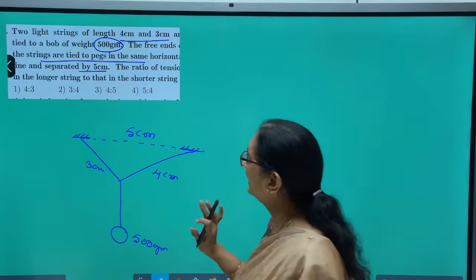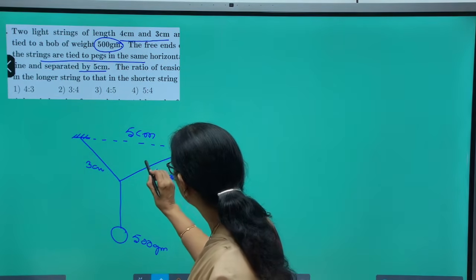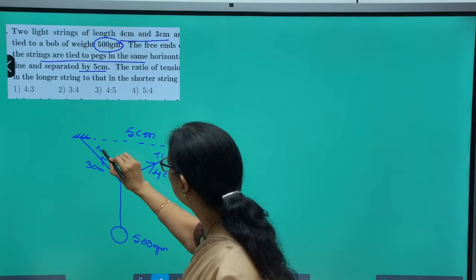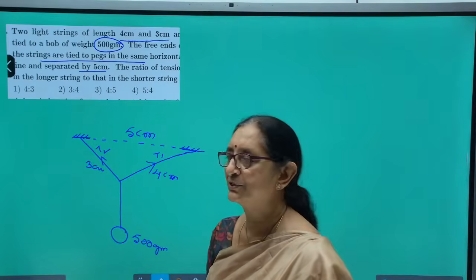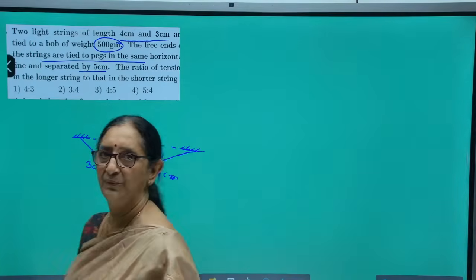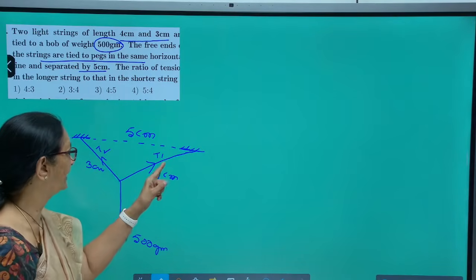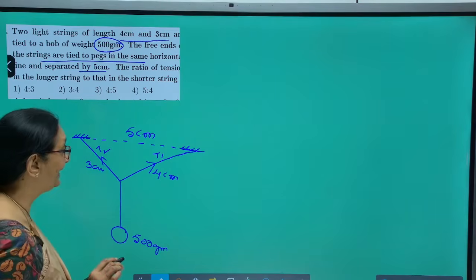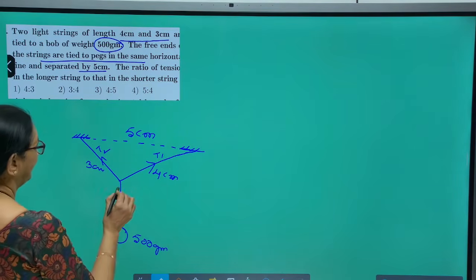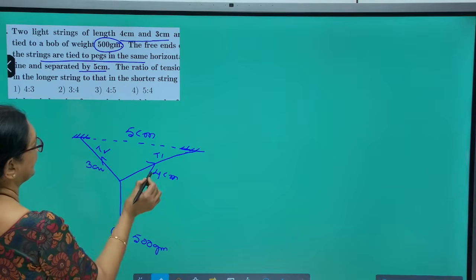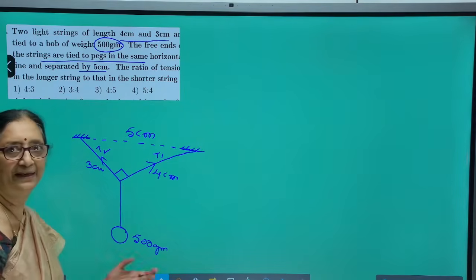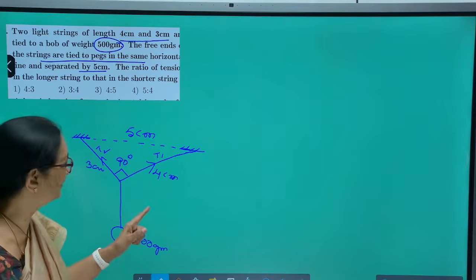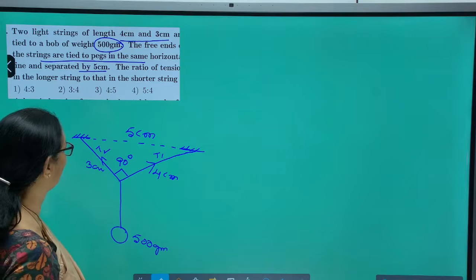Okay, so for the ratio of tension in the longer string, let us take this tension as T1, and the shorter string tension, let us take it as T2. You are supposed to find T1 by T2, the ratio of tensions in the longer string to the shorter string. Now, if we want to apply Lami's theorem, see here, if this is 3, this is 4, it is a Pythagorean triplet, that is a right angle triangle. By just looking at the values, we can say this is a right angle triangle.